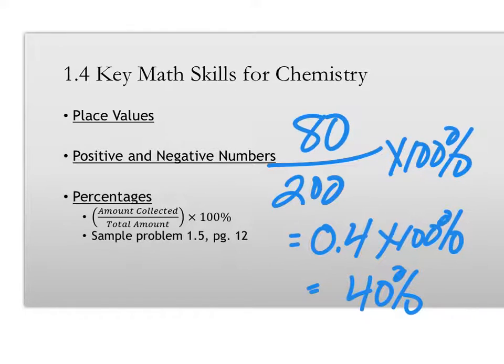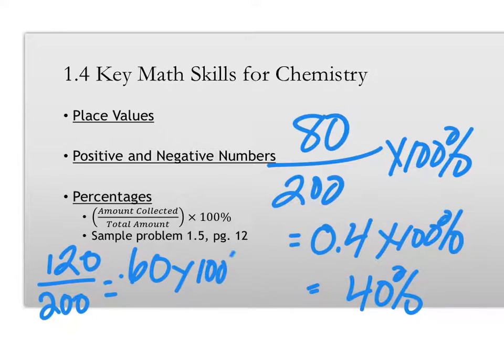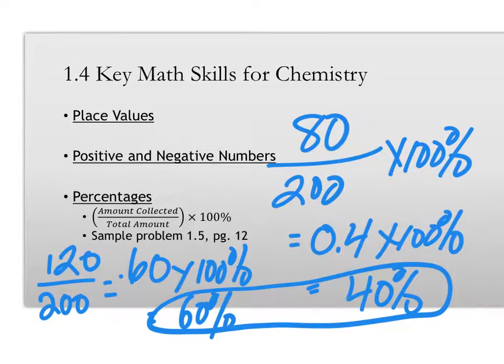Now I'm using a simple case here, but if I have 80 out of 200, I would have 40 out of 100. I just divide the 80 by 2, essentially. My child would have 120 pennies out of the 200, and that is 60% of the total. And you can see 60% plus the 40% adds up to 100%. Sample problem 1.5 on page 12, I'm going to go over on the next slide.